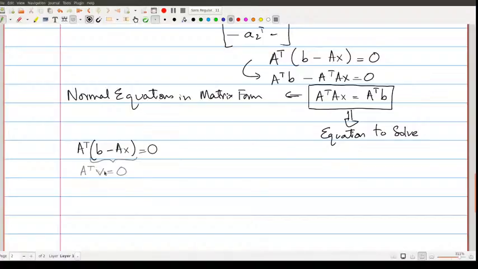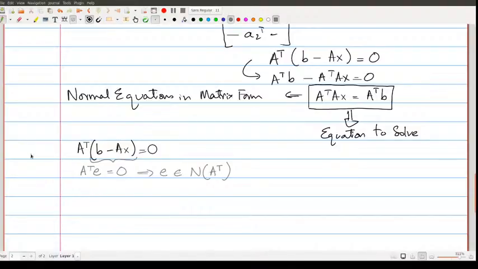This equation is saying find the solution to A transpose V equals 0, which is a homogeneous equation. That means this V is in the null space of A transpose. And let's not call it V, we already have a name for it, right? We have the name E for it, which means that E is in the null space of A transpose.